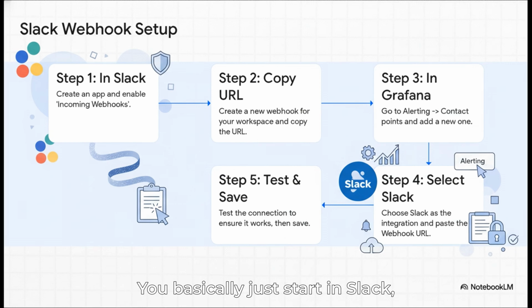You basically just start in Slack, create a tiny little app, and enable something called incoming webhooks. That gives you a special URL. You copy that, hop back over to Grafana, create a new contact point, pick Slack, and paste the URL in. Hit the test button to make sure it works, save it, and you are good to go.